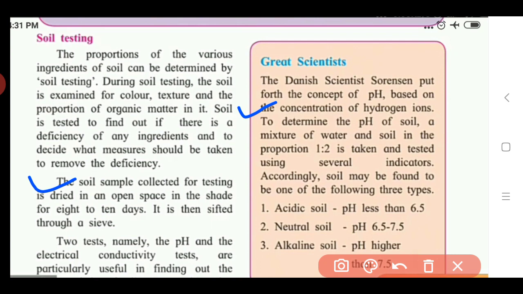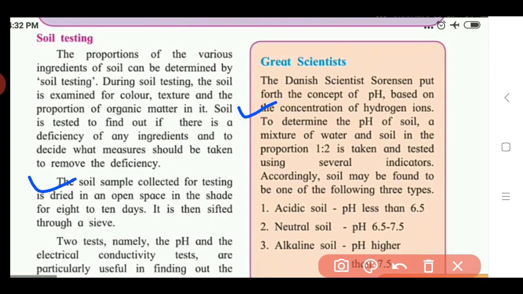They are taken in a test tube, and the test is carried out with indicators to check the pH, whether it is acidic, basic or neutral. So there are some measuring units. By measuring this unit you can find out its nature. In which way? See here, according to this, soil may be found to be one of the following three types, that is, acidic soil.